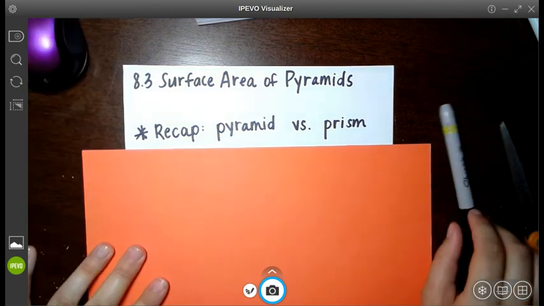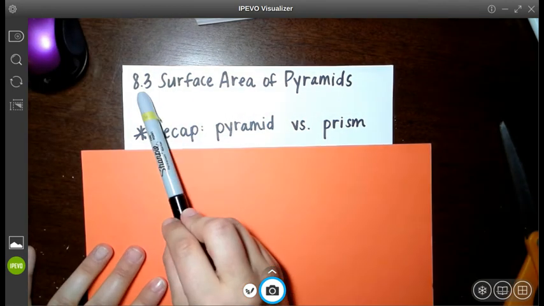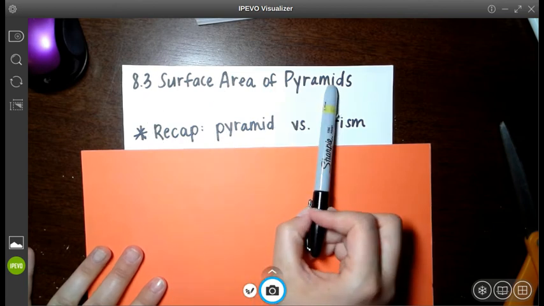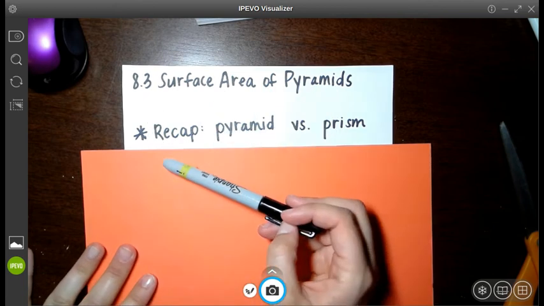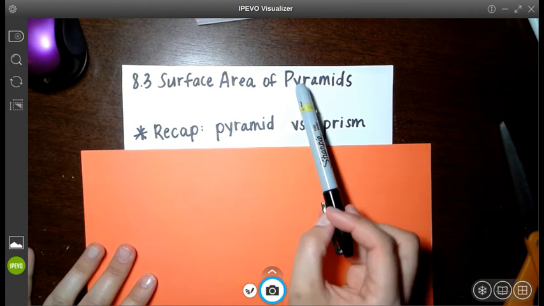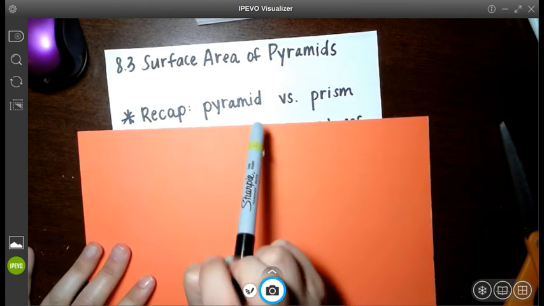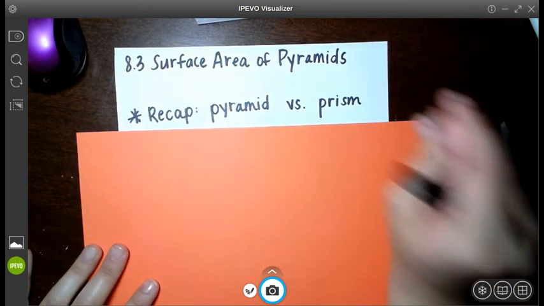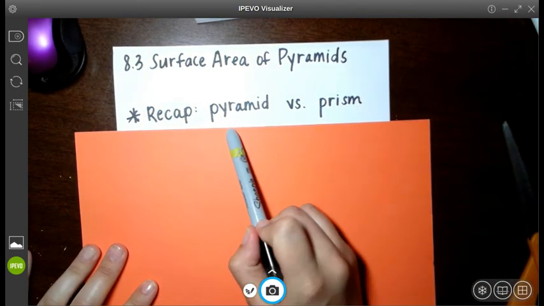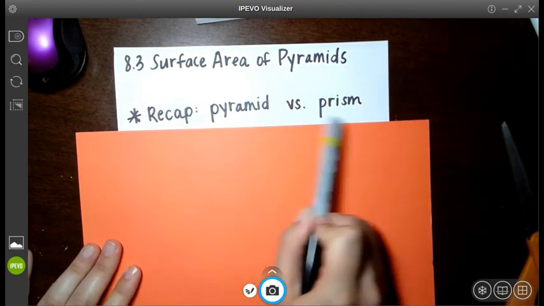Okay, let's get started with lesson 8.3, surface area of pyramids. Previously, we did surface area with prisms. Now we're moving on to pyramids. So, as a quick recap, there are two ways we can classify a solid, or something that's 3D. You can call it a pyramid or you can call it a prism.